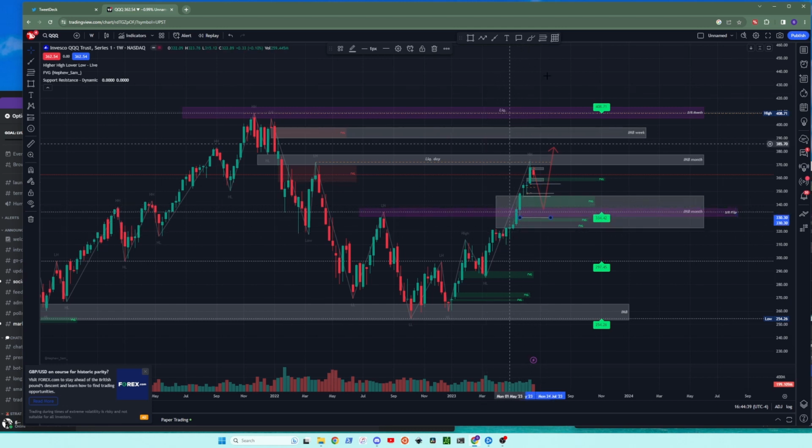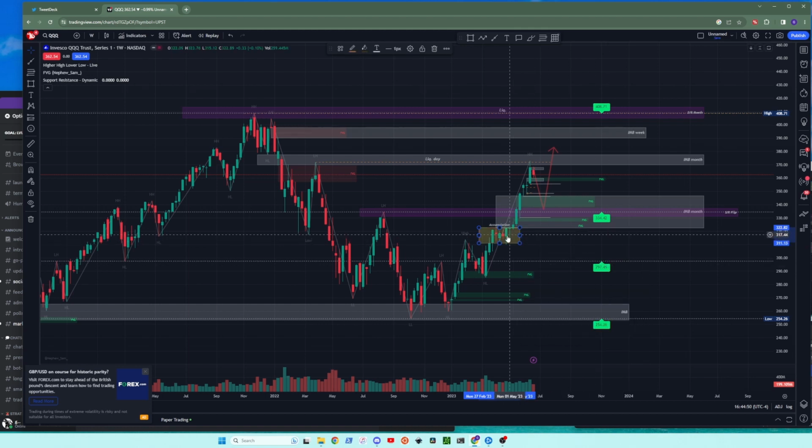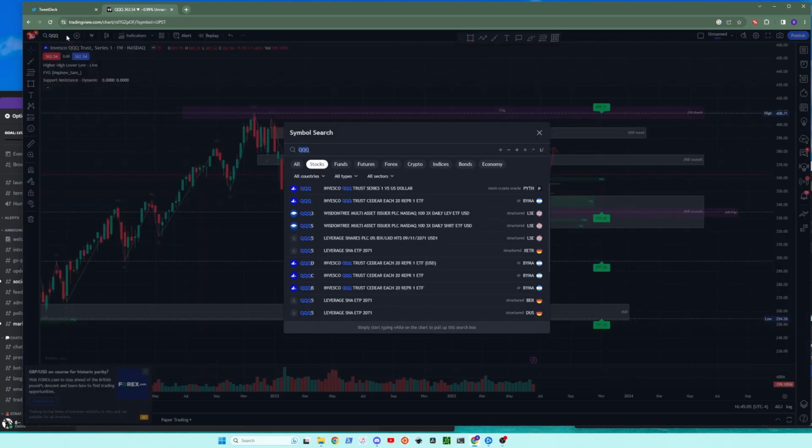So here's some accumulation here. That's an area to keep in mind too. That could end up being an area of interest if we were to come back down, but hopefully we don't come back down that much. We're in some deep trouble if the market drops like that. All right, so that's QQQ. Let's go to SPY.